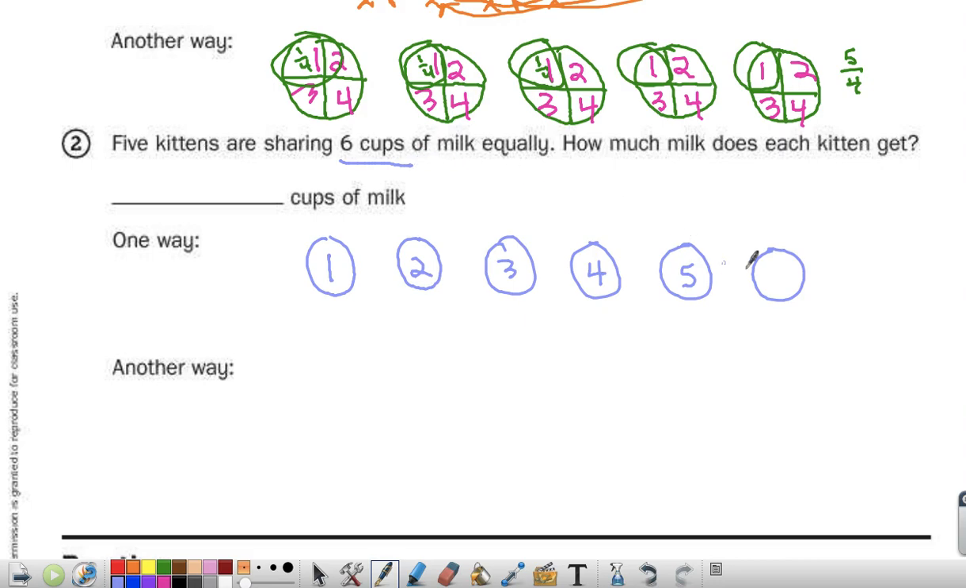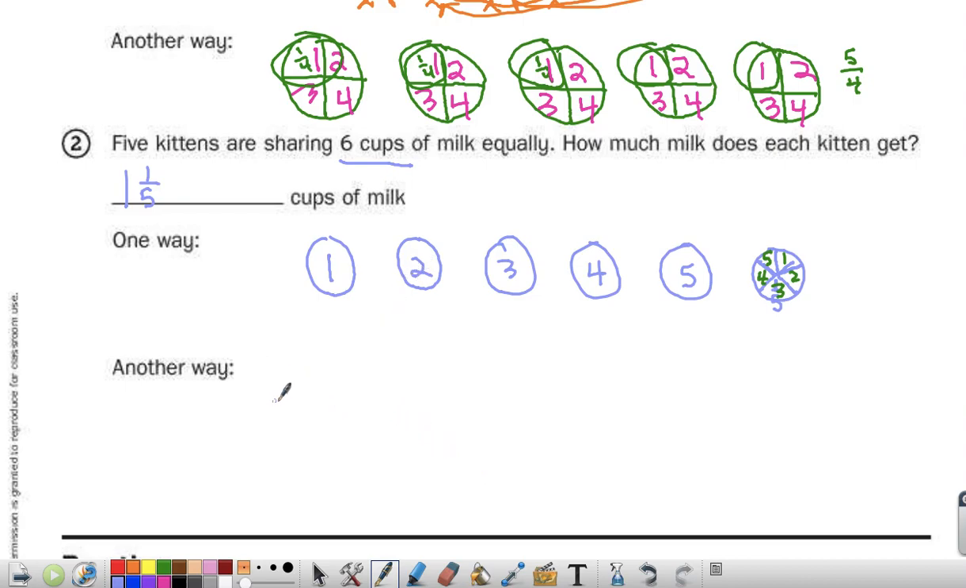But I've got six cups, so now I'm going to take this last cup and divide it into five equal pieces. Remember, try and get your pieces as equal as you possibly can. Okay, so then, because I'm breaking it into five pieces, each of these pieces would actually be 1/5 of a circle, one out of five. So each kitten then would get one of these pieces. So this section would be for kitten one, kitten two, kitten three, kitten four, and kitten five, which means that each kitten would get one whole cup of milk and then also 1/5 cup of milk.